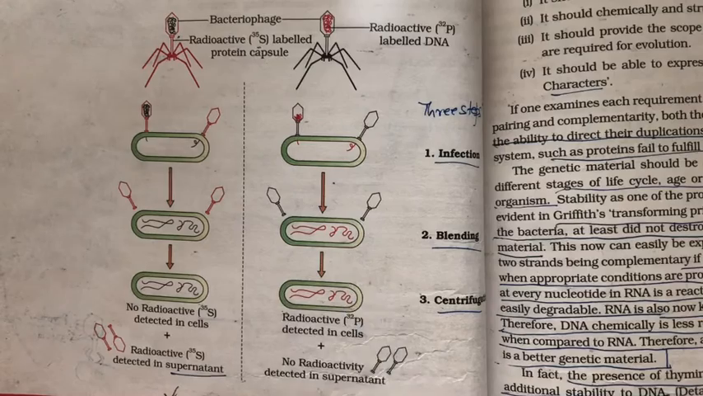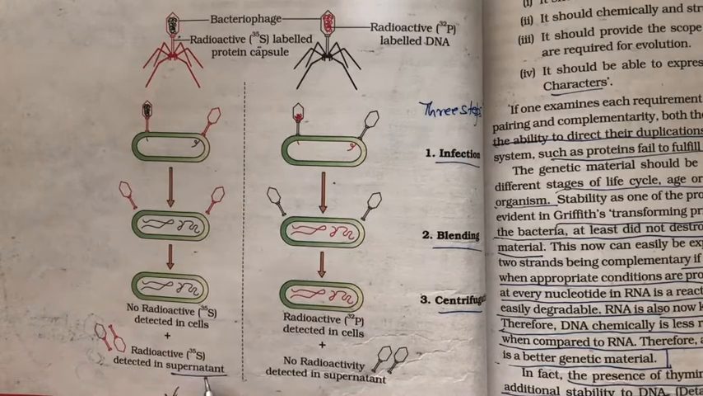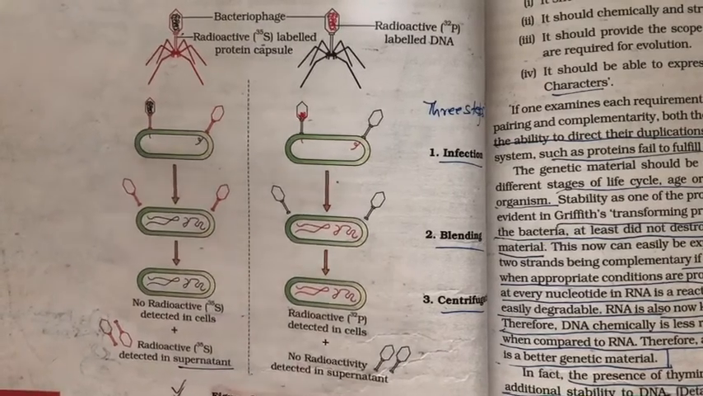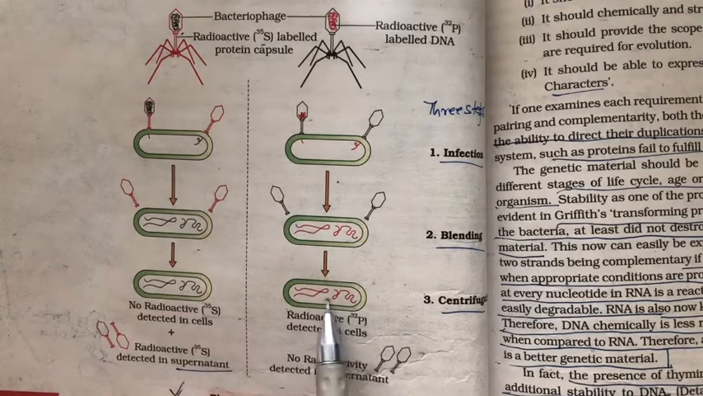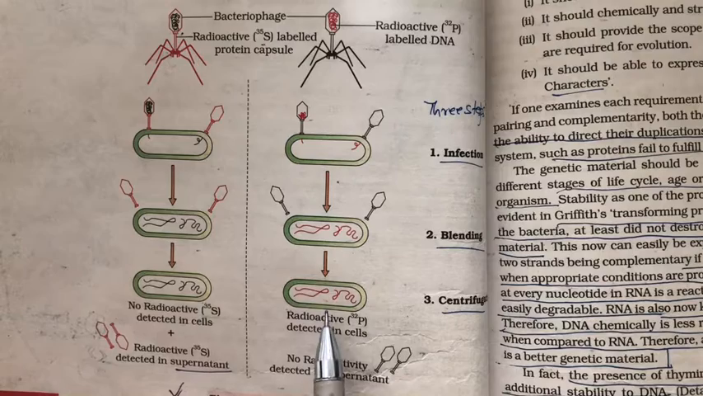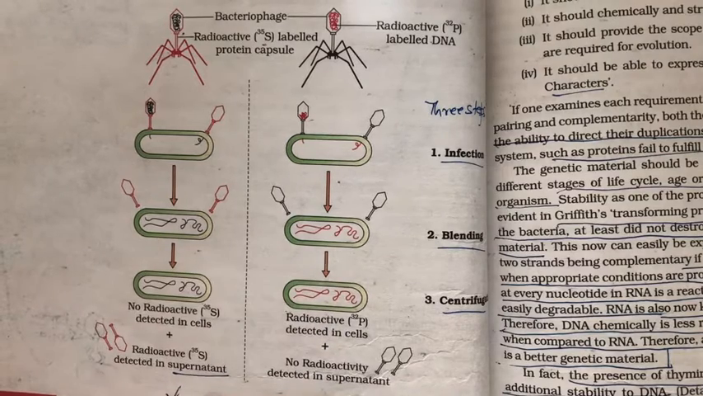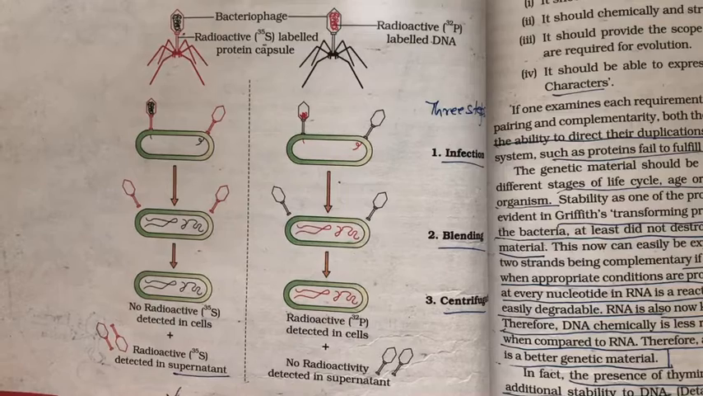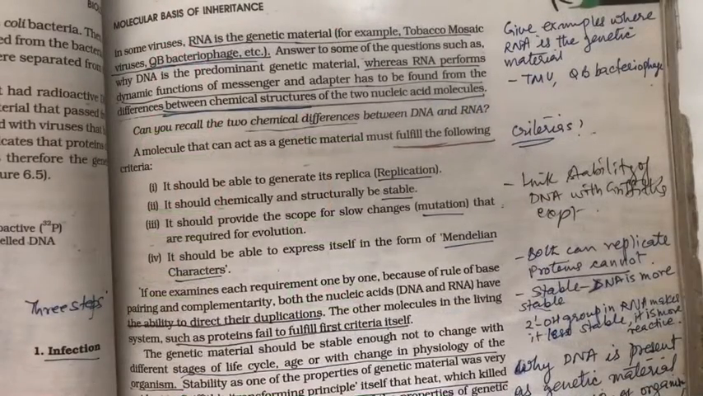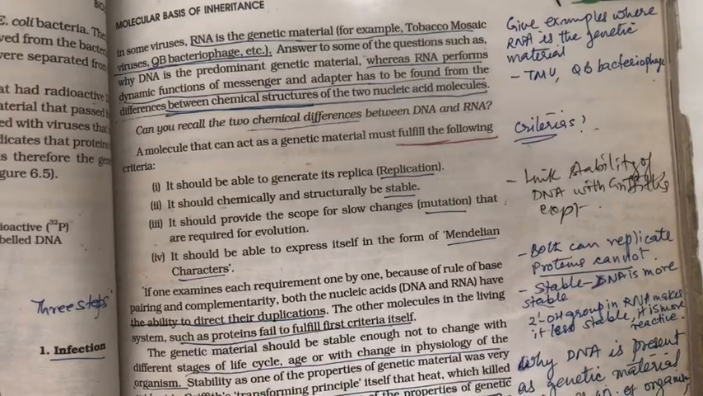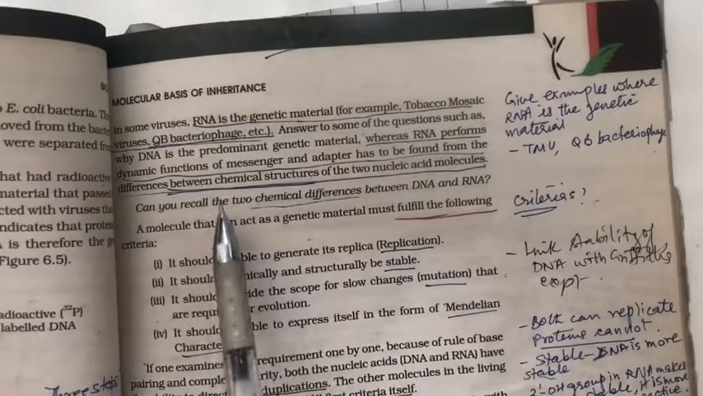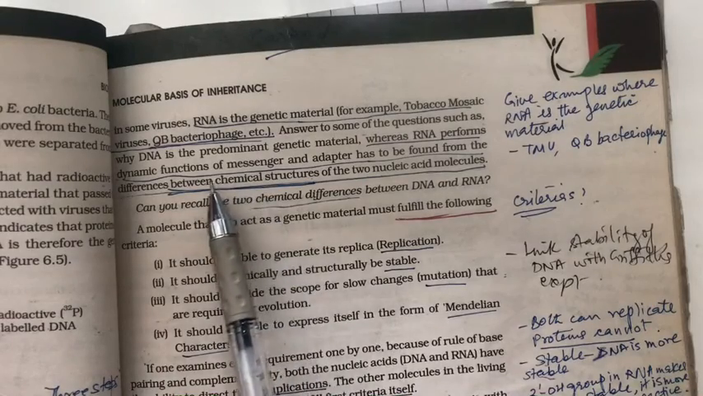So from this experiment, finally it was concluded that the radioactivity was found in the DNA within the bacteria, and it is the DNA that acts as the genetic material and not the protein. Now, although the Hershey and Chase experiment proved that DNA acts as the genetic material, some viruses were discovered which have RNA as genetic material.